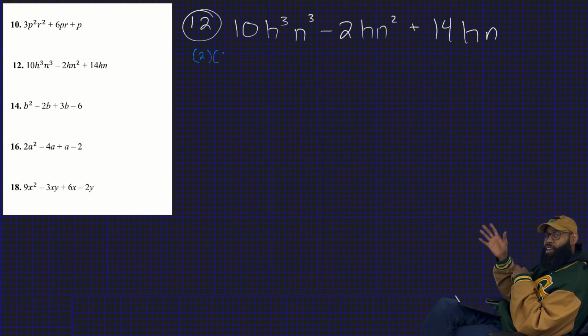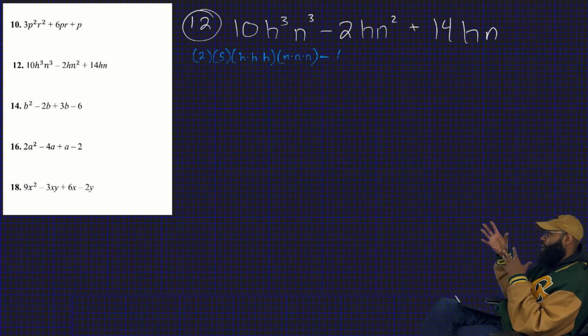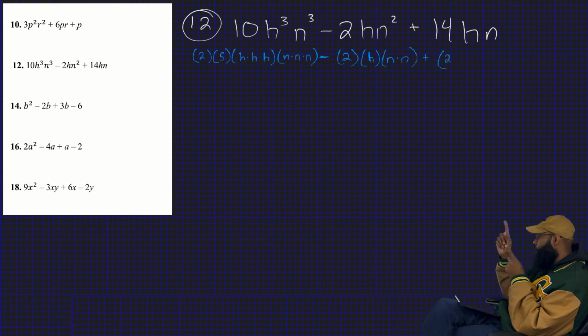So perfect example, or a perfect problem to use the example of writing out your prime factorization. 2 times 5 times h times n times n times n. Recognizing my grouping symbols, the h's got their own, the n's got their own, and of course each constant, coefficient, prime, got its own. So same thing now, 2 times h times h. No, 2 times n. 2 times h times n times n. And then 2 times 7 times h times n.